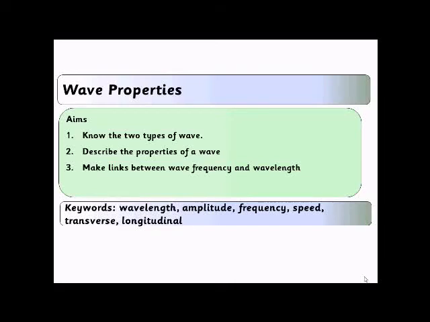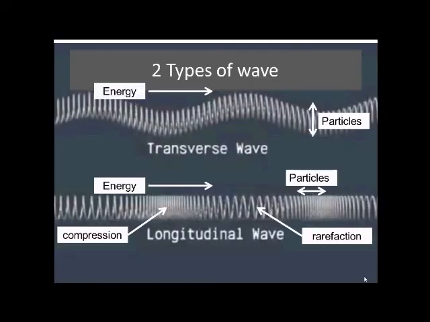Okay, in this introduction we're just going to look at the two main types of wave, describe the properties of these waves, and make links between wave frequency, the wavelength, and the speed that these waves travel. Okay, so first of all, to look at the two types of waves you're expected to know about, we have transverse waves and longitudinal waves.